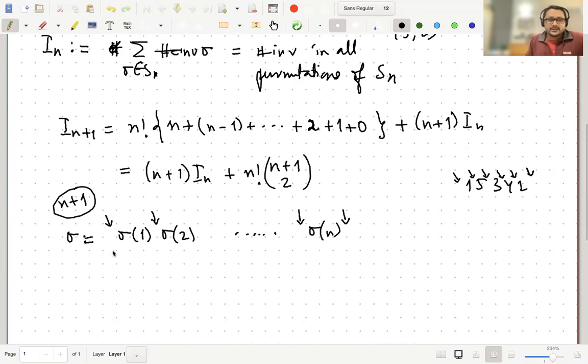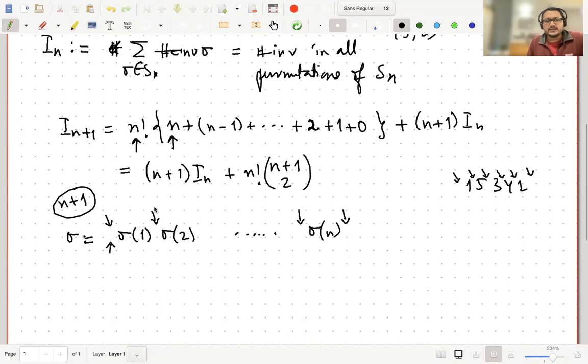So if I insert n plus 1 here, then everything that follows, all of the pairs of numbers, n plus 1 sigma 1, n plus 1 sigma 2, and so on up to n plus 1 sigma n, all of these pairs of numbers will be an inversion because n plus 1 is bigger than all of these numbers, right? So there will be n inversions which will come out of inserting this n plus 1 in the first position. So this n comes from there, okay? And this n factorial comes from the total number of possible sigmas on n letters, which is n factorial.